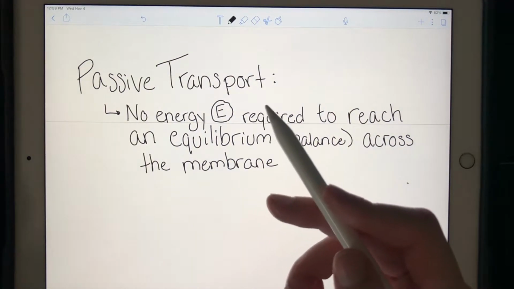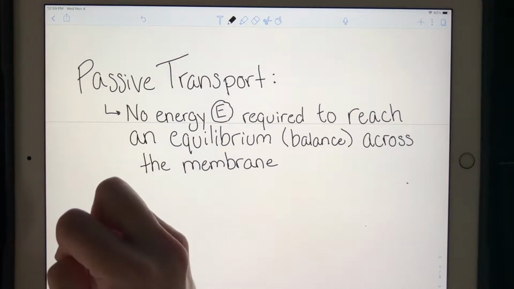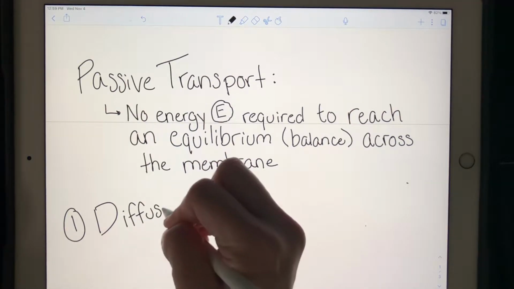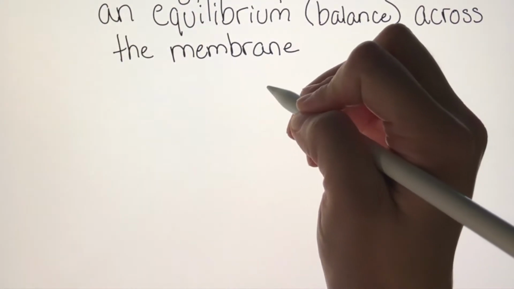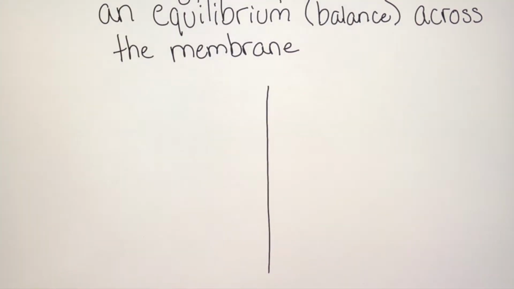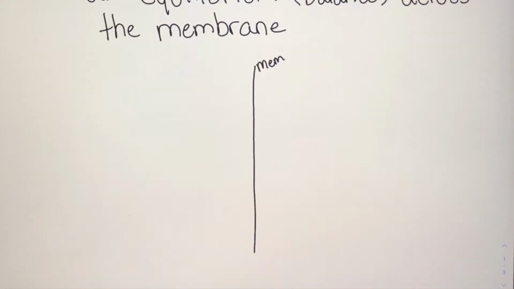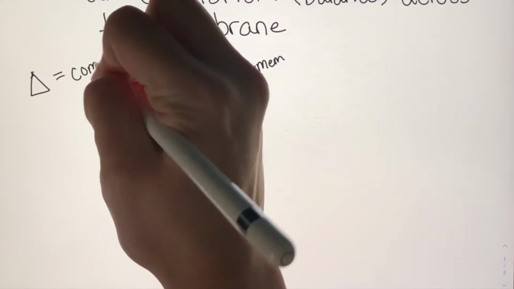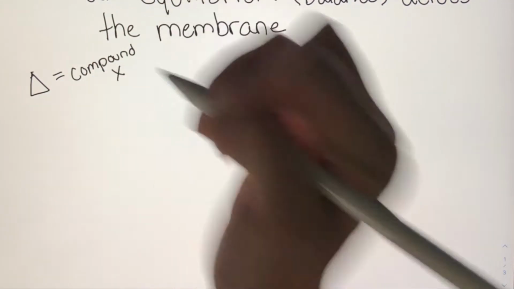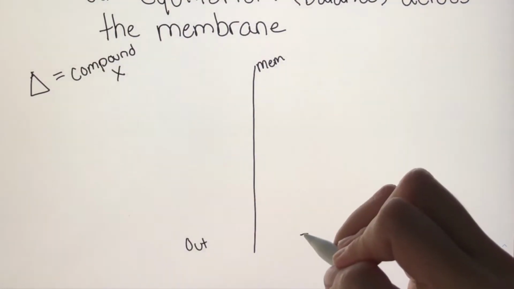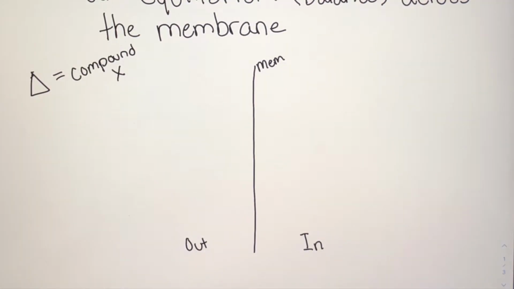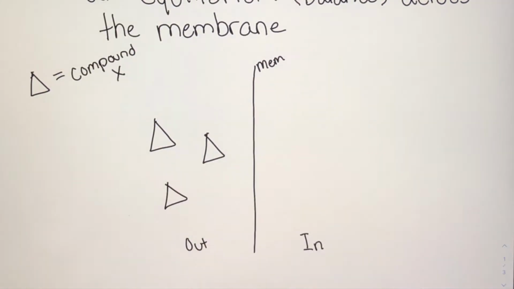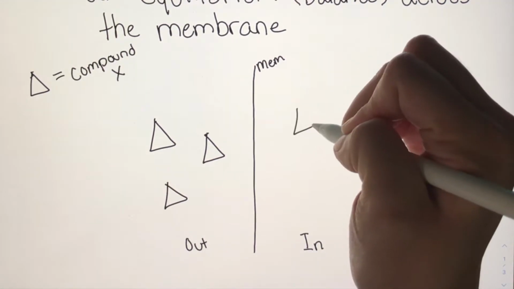So let's give some examples of how this happens. The first one we're going to talk about is diffusion. For this, I'm going to draw my membrane as one vertical line. And I'm going to say that a triangle equals compound X. And then this is outside of the cell, and this is the inside of the cell. And let's say outside the cell, I have 3 of these. And inside of the cell, I have 1.